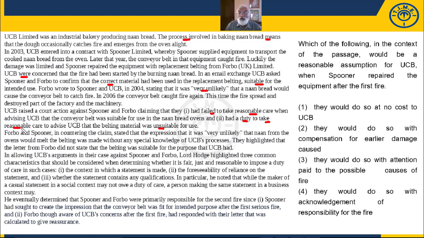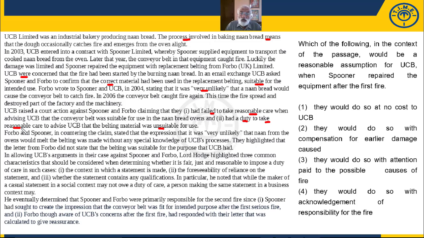So that means they are claiming two things. You have to take reasonable care to establish that the conveyor belt was suitable for our use, and you have a duty to take reasonable care to tell us when it is not suitable for our use. So in other words, UCB's claim is basically about the fact that these chaps were careless in dealing with them.